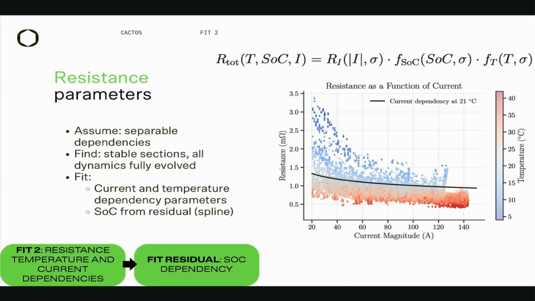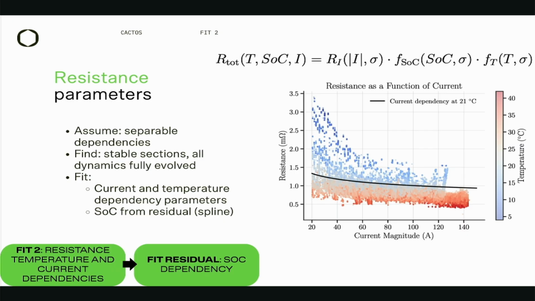Next, I want to find the resistance parameters and the dependencies. To simplify this process, I assume separable dependencies, which results in this equation. So the total resistance is a product of three parts: the current dependent resistance, an SOC dependence factor, and a temperature dependent factor. Again, before fitting, the data preprocessing is essential.